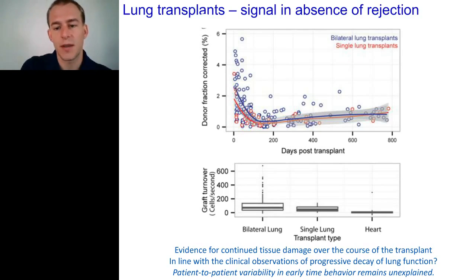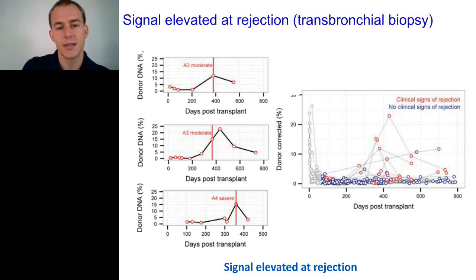Of course, we also looked at samples from patients that ended up rejecting. And we find that there's, again, an elevated level of donor DNA at the time of rejection, coinciding with this rejection as observed by the transbronchial biopsy. And the plot on the right shows essentially all the data we've collected for patients that show signs of clinical rejection and no signs of clinical rejection. And you can already tell that there's an elevation for the data that is colored red here.